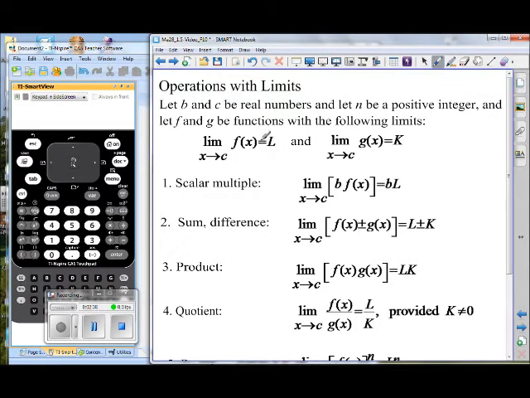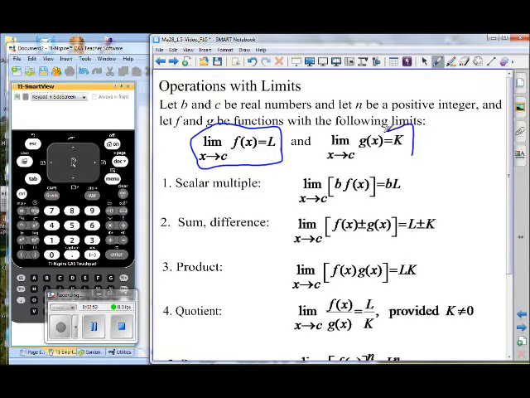Here we have the operations with limits. We are looking now at two functions, and we have function f of x, and we say that as x approaches c, the limit of the output values is L.